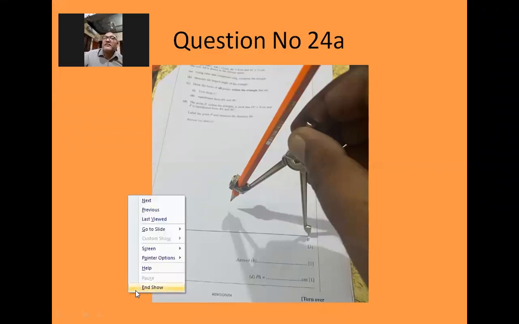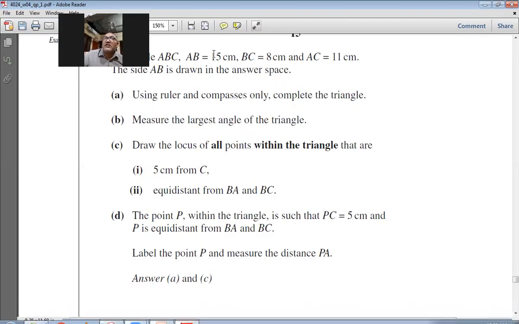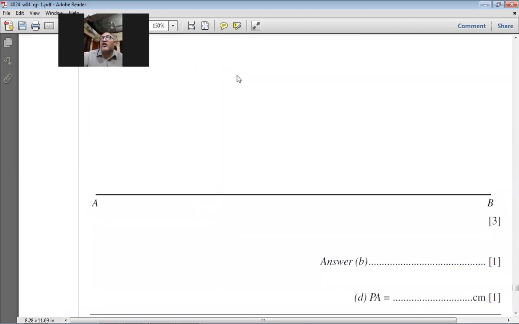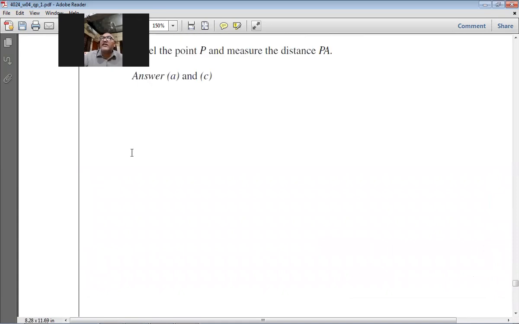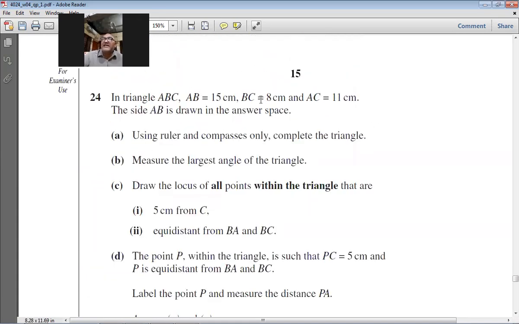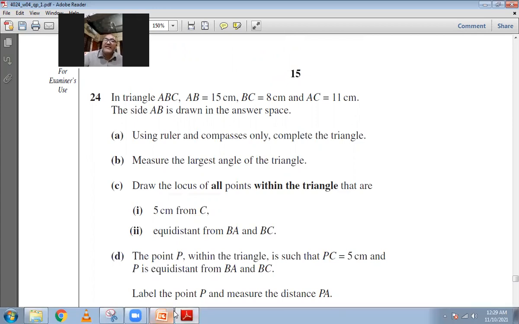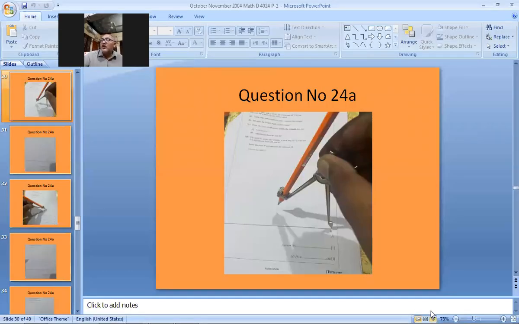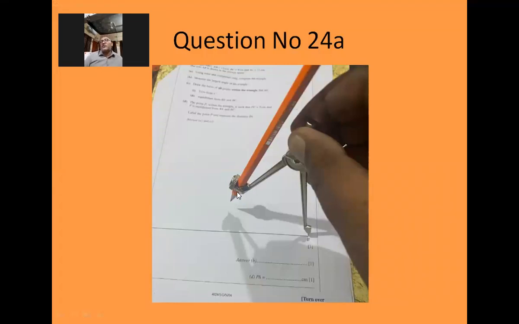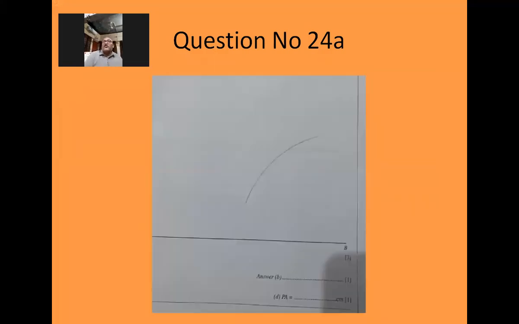Let me first of all read the question. AB is 15 centimeters, which is already drawn here. The BC is 8 centimeters, and the AC is 11. Because BC is 8 centimeters, you will open your compass 8 centimeters, put the pin of the compass on B, and draw the arc like I have shown here. You can see that this arc is of radius 8 centimeters, and we have taken B as the center. I hope you understand how I have drawn this arc.